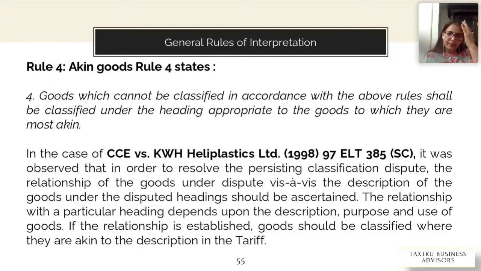As in the example given by Navjot, I just remember there were nuts. So which nuts? Groundnut specified, any other nut, then any other nut, again any other. They had a further bifurcation. So you have to see under which category your good falls, or which description of a particular heading or subheading your good is more inclined towards. There only you have to classify your goods.